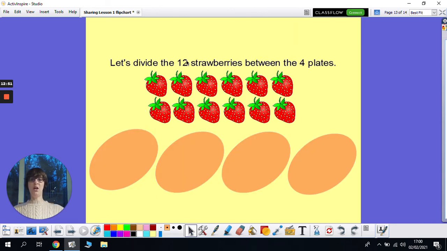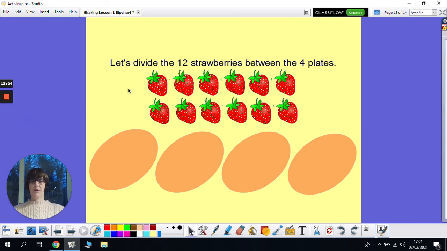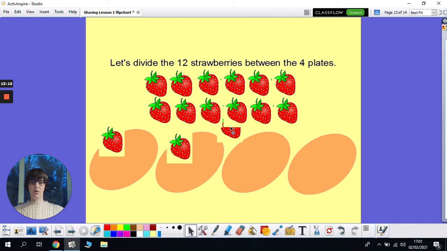Now we've got 12 strawberries to divide between the 4 plates. So let's go. Okay, I've got my 12 strawberries and I'm going to share them out. 1 for that one, 1 for that one, 1 for that one, and 1 for that one. I must remember to mark off the ones I've shared, or else I'm going to get in a muddle, aren't I?